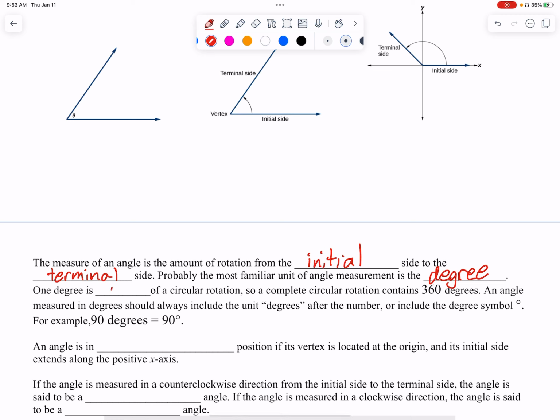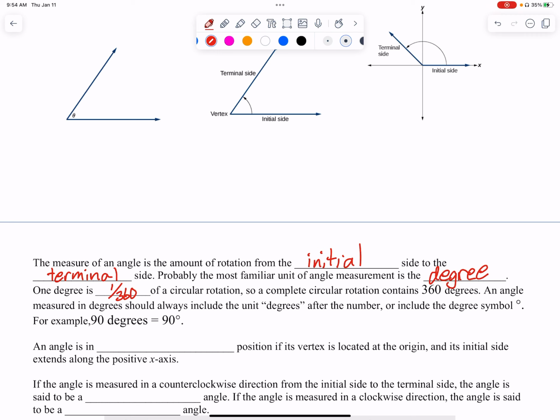So 1 degree is 1/360th of a circular rotation. Now, just keep in mind that this was arbitrary to the people that were discovering this and putting this all together. The 360 probably stemmed from 360 days in a year. A lot of that was based on that. So a complete circular rotation contains 360 degrees.